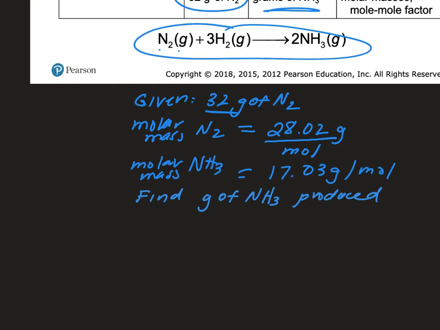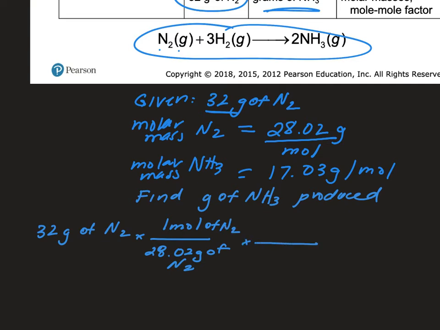Okay. So I have my 32 grams of nitrogen. I multiply that by the molar mass, where I have 28.02 grams of nitrogen per 1 mole of nitrogen. Then I'm going to use that mole factor, where 2 moles of ammonia per 1 mole of N2. I get that from my chemical equation. Then I'm going to use the molar mass of that ammonia.